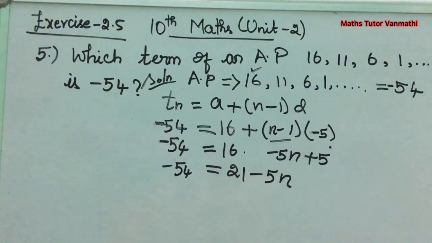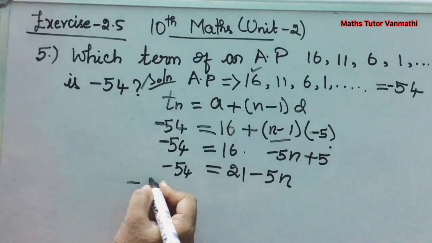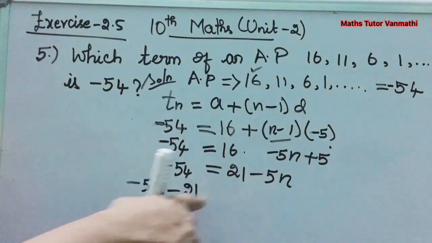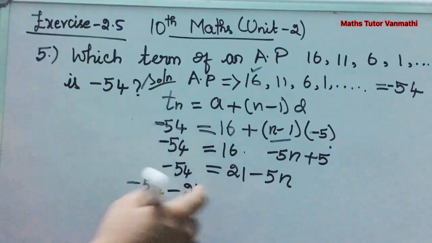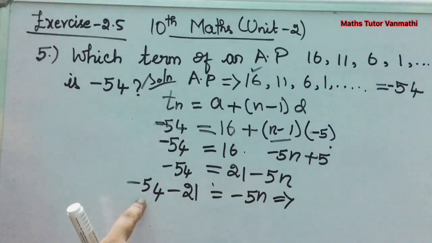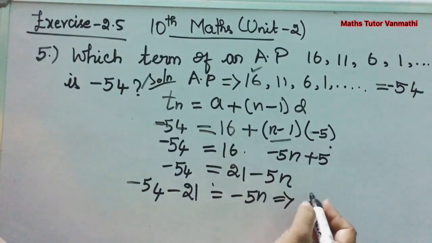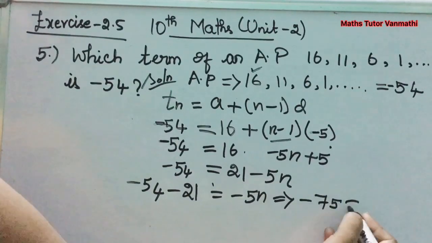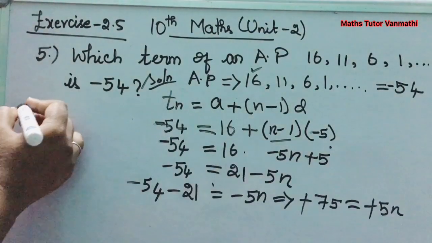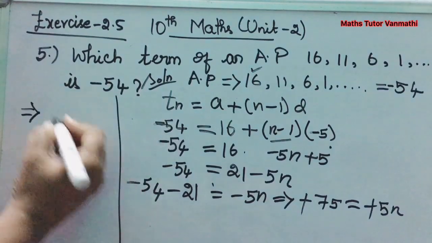Up to this you are clear? So, from this you are going to find the n value. Taking the numbers to one side, minus 54, this minus 21 comes to this side, so it becomes plus. Coming to the left side you will get minus 21, which is equal to minus 5n. This implies minus 54 minus 21 is minus 75, which is equal to minus 5n. So, on both sides the minus signs will get cancelled. 75 equal to 5n. From this what can you write?